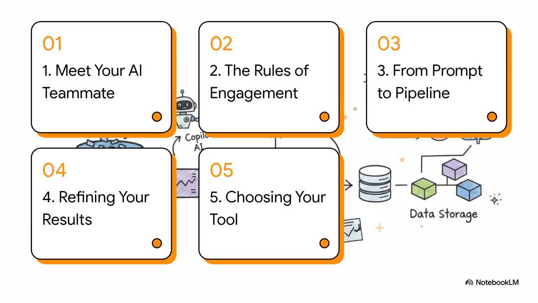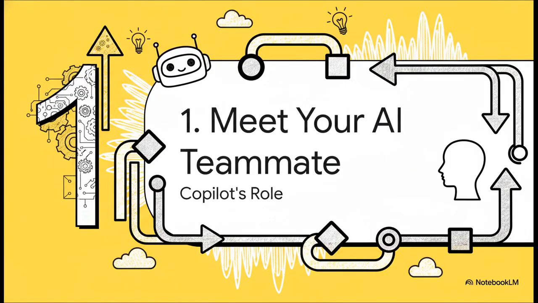Here's our game plan. First, we'll get properly introduced to our new AI teammate. Then we'll cover the, let's call them, rules of engagement, which is super important. After that, we'll build a pipeline from just a simple prompt, look at how to refine the results, and then finish up by talking about when to use Copilot and when to stick with the classic UI. All right, let's kick things off.